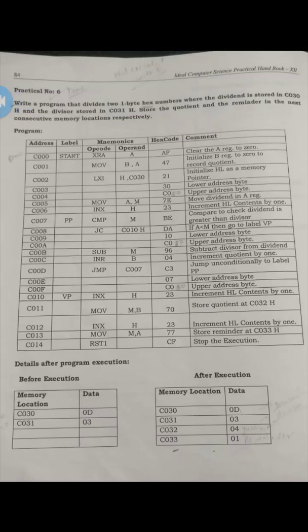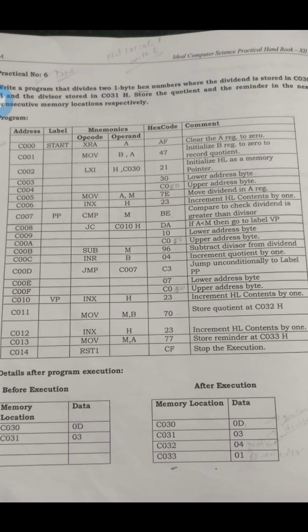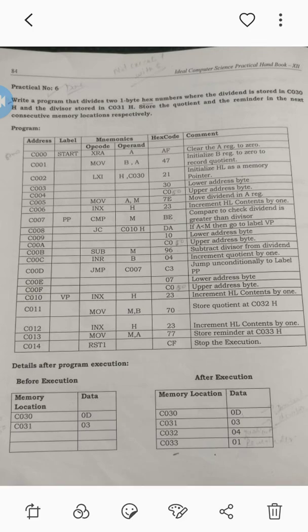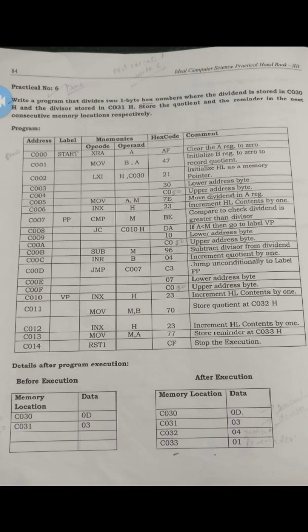Good morning, students. Today we are going to start with the next program of CS2, division of two numbers. So this program is to divide two numbers. The question is: write a program that divides two 1-byte hexa numbers where the dividend is stored in memory location C030 and the divisor is stored in memory location C031. Store the quotient and remainder in the next consecutive memory locations respectively.